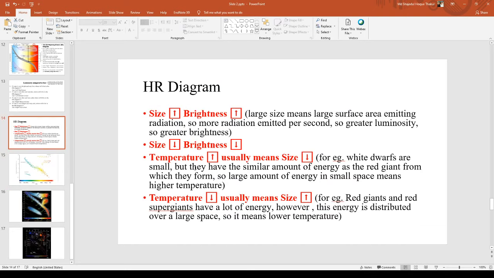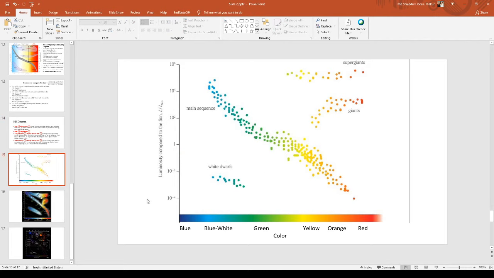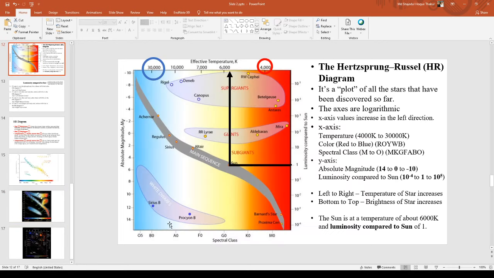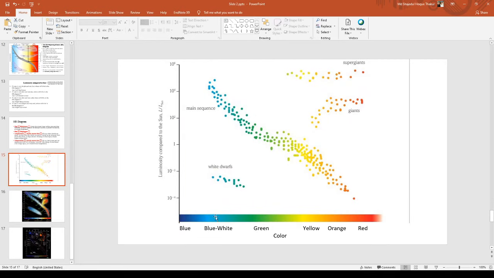Also, small size, but white dwarfs have very high temperature. That is why they are white. They are white, correct? As they are white, the white dwarfs must be very high temperature. So they will be around here, in the blue-white region. White dwarfs will be in the mostly white and blue region. Okay, so high temperature but small size.